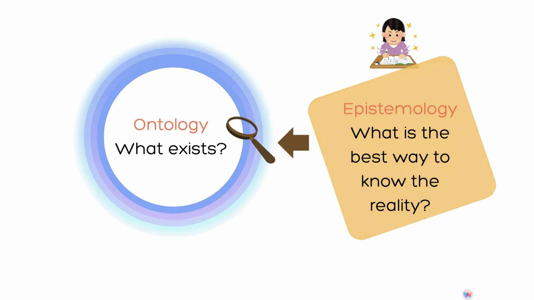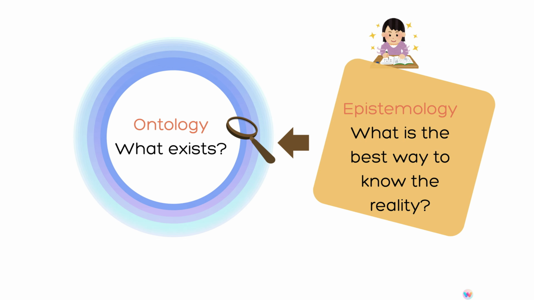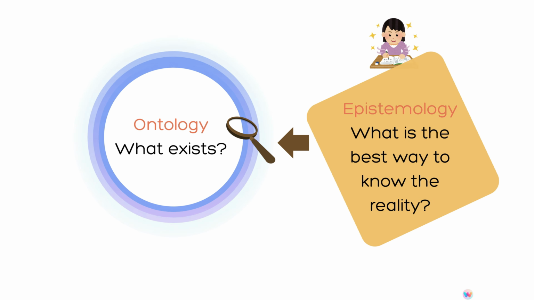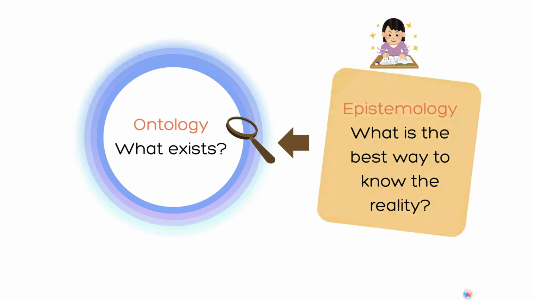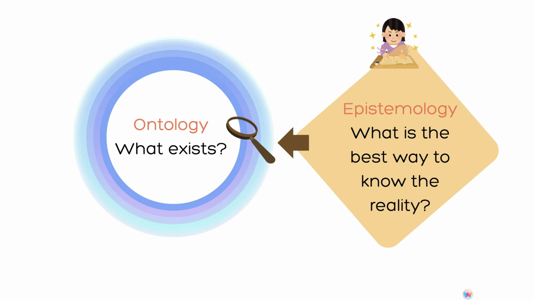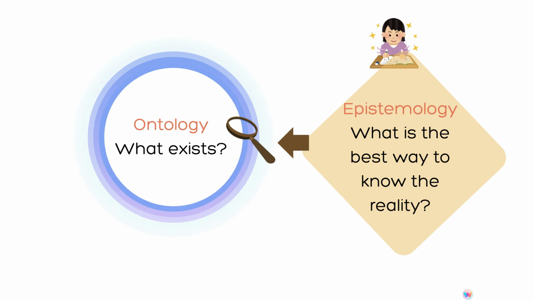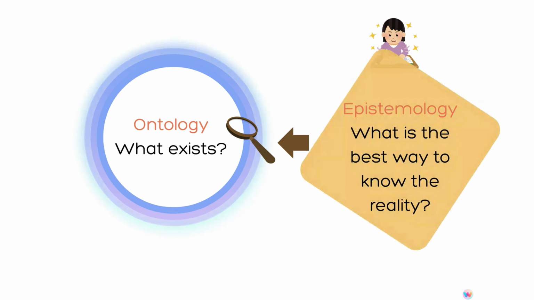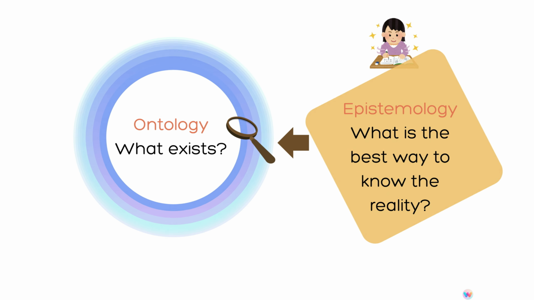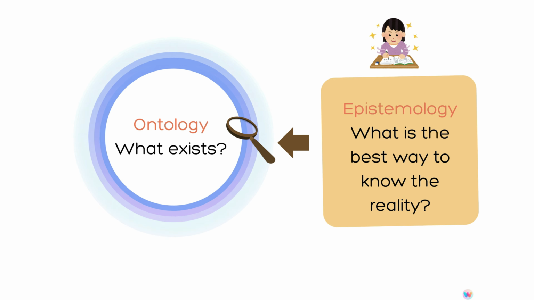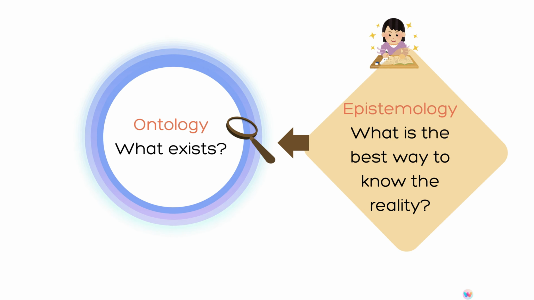Epistemology is the study of knowledge. The question here is, what is the best way to know the reality? So, for example, if there's an absolute reality, how do you know about it? Probably an absolute reality is much easier to know because there is some hard evidence for it. But when there is a relativist kind of reality, it may be a different approach that we need to follow.